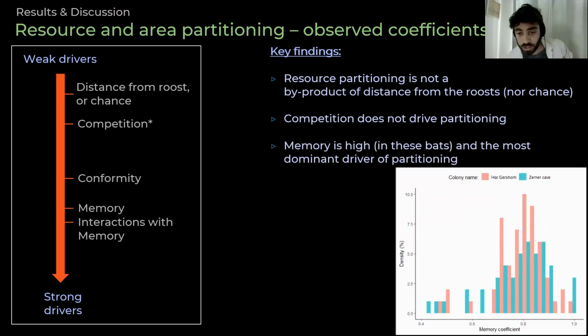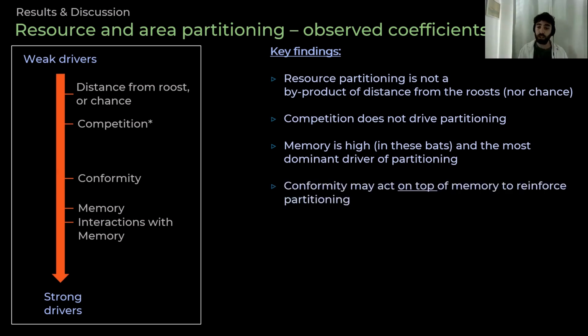And we also saw that memory is high in these bats. You can see the distribution of memory coefficients for both caves. And that could potentially explain why memory was such a strong driver of partitioning in the system. Lastly, conformity was also important, less than memory, and it could act on top of memory to enforce partitioning. This is at least what we think.